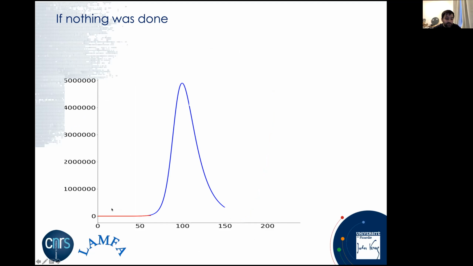So there are two things. You have this exponential growth, then the change of variation, then you have a decrease. You see that you converge to the disease-free equilibrium. But the problem is, if you look only at the simulation, in France you will have 5 million people infected by the disease.